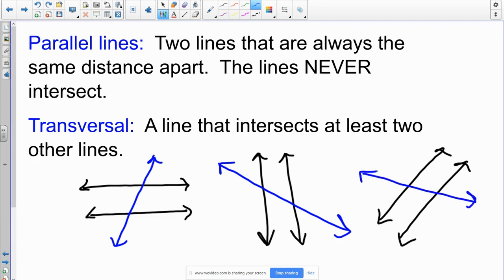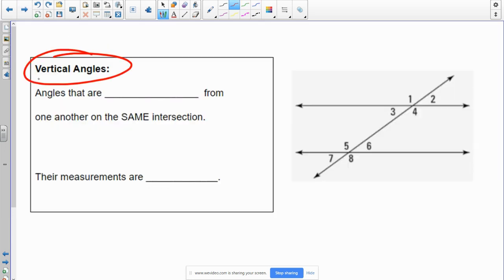Now, why the vocab? Because what we're going to look at are the angles that are made when this transversal intersects with these two parallel lines. There are a bunch of angles being made right there. And so we're going to talk about, first of all, what they are, and second of all, how many degrees they are. Start with vertical angles. Vertical angles are angles that are diagonal from each other on the same intersection.